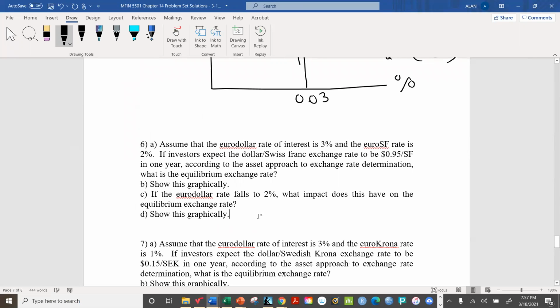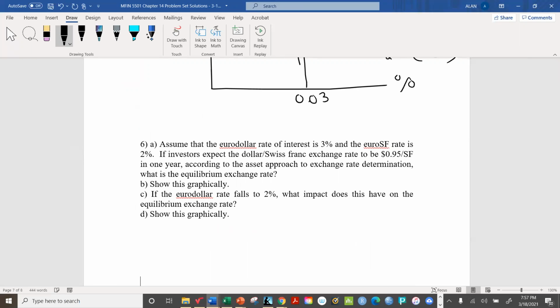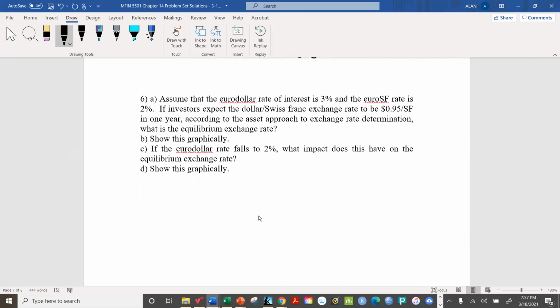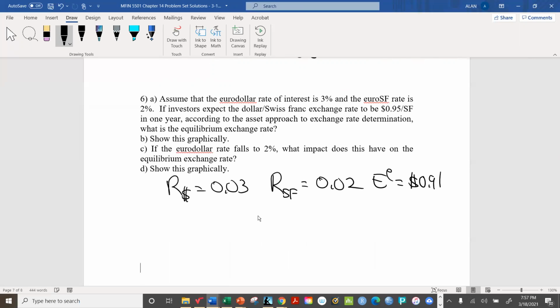Assume that the euro-dollar rate of interest is 3%. The euro Swiss franc rate, I'll just write that as RSF, is 2%. And the expected exchange rate between the two currencies is 95 cents per Swiss franc. Okay, so what is the equilibrium exchange rate?